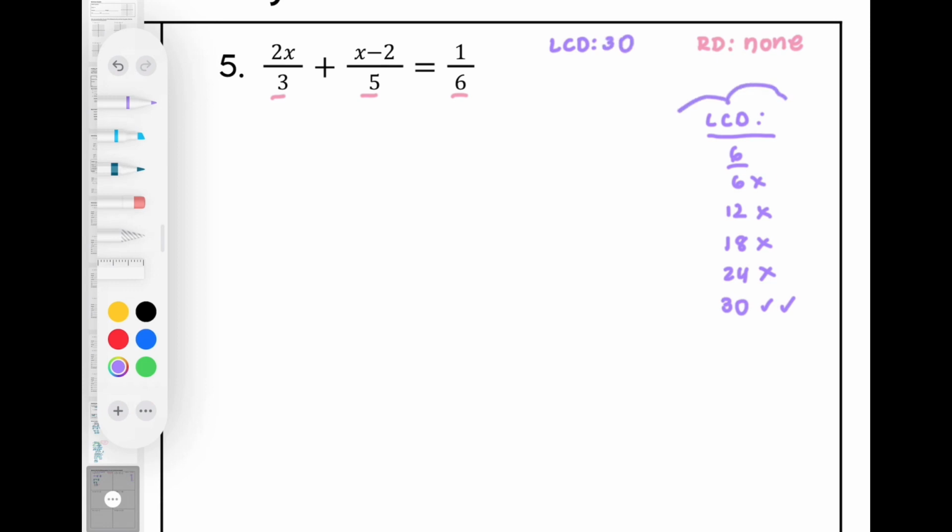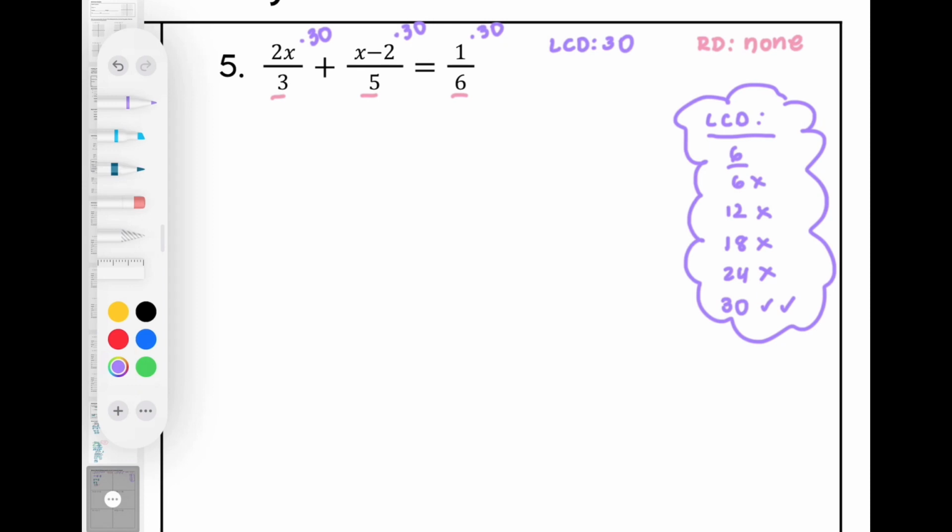Okay, so this kind of process can happen in your head. This is just if you're completely stuck on it, list out the multiples of the biggest number and it'll make a little more sense. So we're going to multiply each fraction by 30. All right, and let's see what we get.